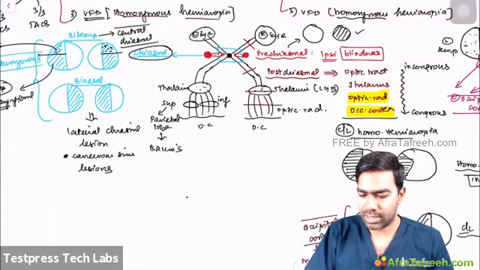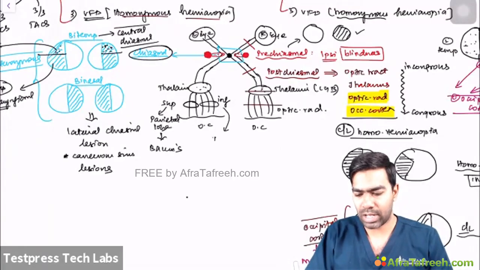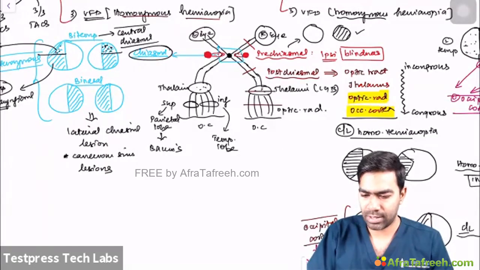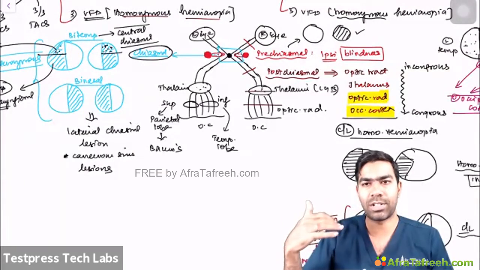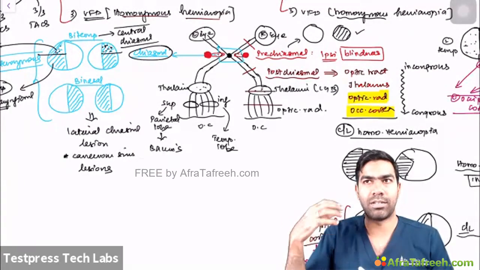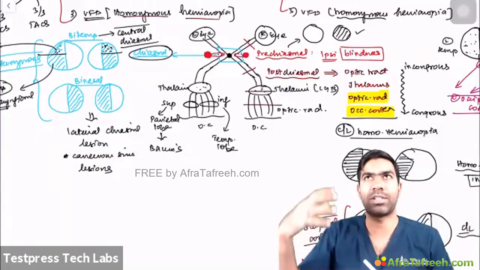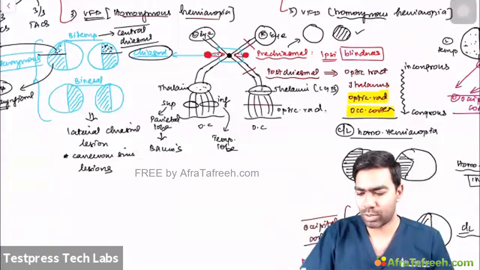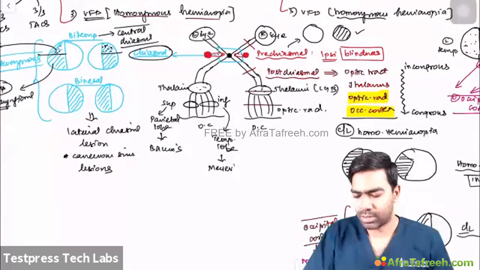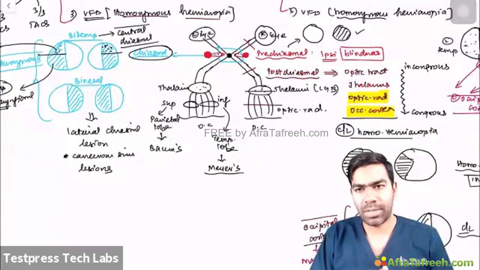Similarly, we know that the inferior fibers go through the temporal lobe. These inferior fibers are the ones carrying information from the superior part of the world, but still they are inferior fibers. They go through the temporal lobe, and these fibers are called Meyer's loop.